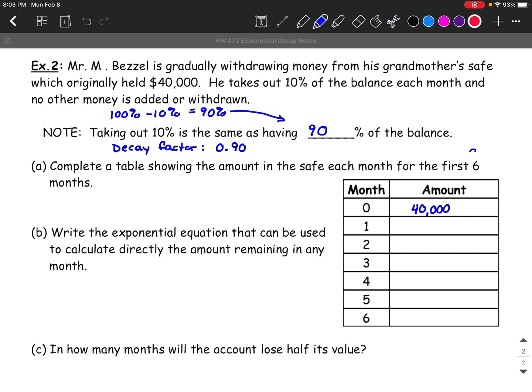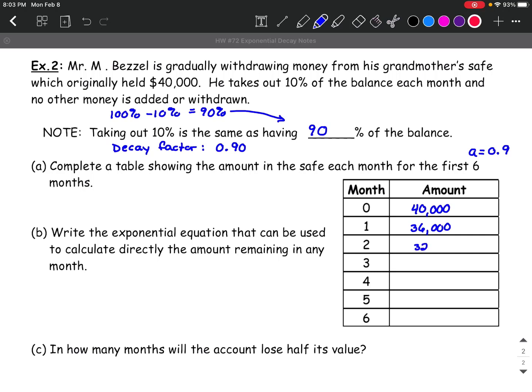So in order to do this, we're going to multiply by our decay factor, A, which is 0.9. So 40,000 times 0.9, that's going to give us $36,000. Now we multiply that by 0.9.